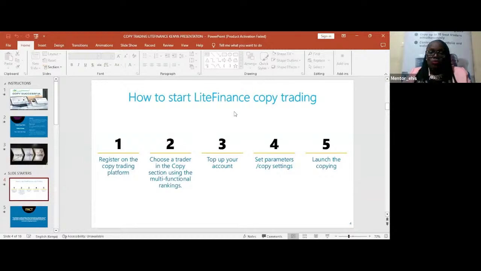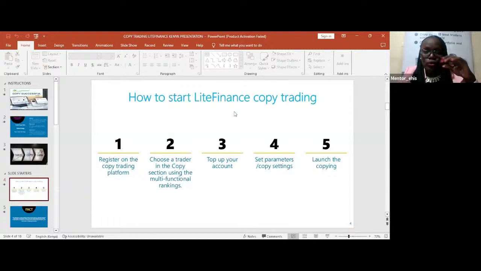Probably you're still wondering, if I can earn without trading, then how do I start this thing? It is simple. Number one is you register on the copy trading platform. Number two is you choose the trader, that is the person to copy. In the copying section, there are some multifunctional rankings displayed. You would have to go through some steps. By the time you're settling on somebody to copy, you have done some personal analysis and you've considered some factors that are suitable to your financial goals. That is when you can choose a trader.